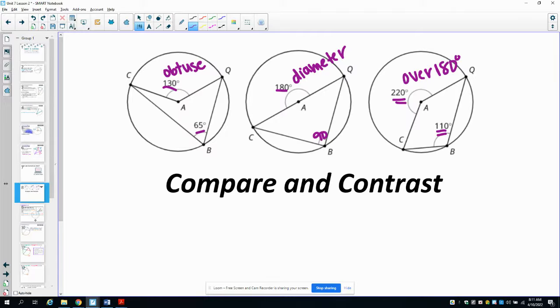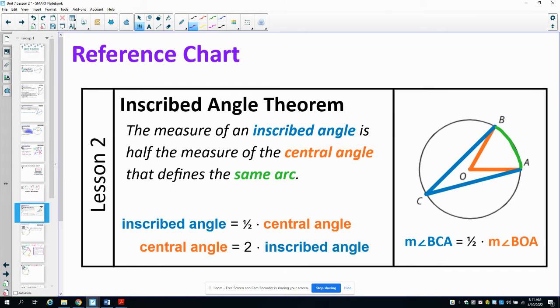So you can put this on your reference chart. So pause the video, get this written down, that an inscribed angle is half the measure of the central angle. And it has to be defined by the same arc. So coming off the same arc, the inscribed angle is half the central angle. And the other way to think about that is the central angle is 2 times the inscribed angle.